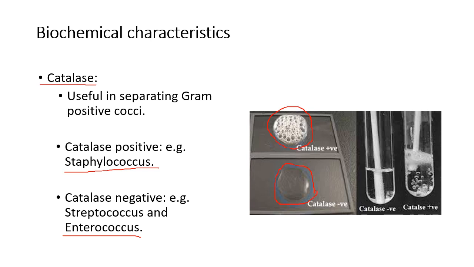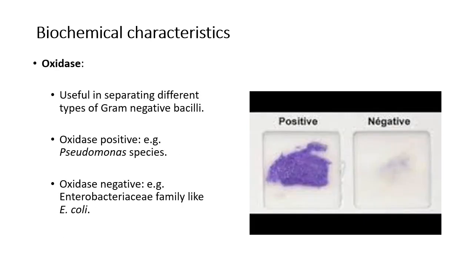The same test can be done in a tube, and you can see the bubbling happening as you can see here. So Staphylococcus is catalase positive, and Enterococcus and Streptococci are catalase negative, which is a very useful biochemical test to differentiate between these two bacteria. Oxidase is a very useful test to differentiate gram-negative bacilli. Oxidase positive is when you see this purple color emanating when I touch the colony to the oxidase strip, and this is seen in Pseudomonas, while Escherichia coli, which belongs to the family Enterobacterales, will give you a negative reaction. So catalase is a useful test for gram-positive cocci, and oxidase is a very useful test to differentiate gram-negative bacilli.